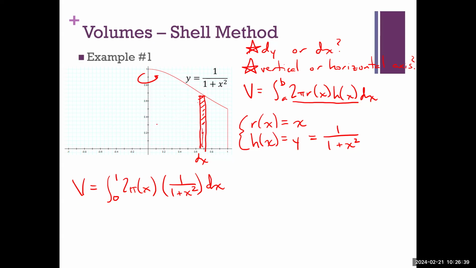Is this one we can do by hand? How so? U substitution should work. We can pull out the 2 pi because that's a constant. I'm going to go ahead and combine the x and the 1 plus x squared. I heard a vote for U substitution. What U would you like to use? 1 plus x squared, which means du is 2x dx. So how does that help us with our integral?